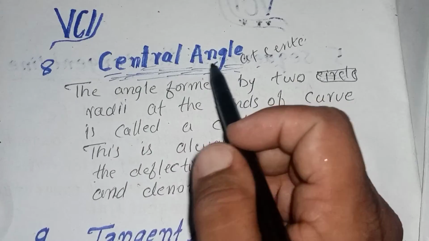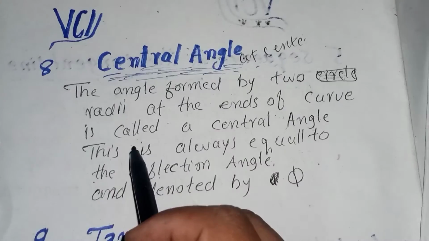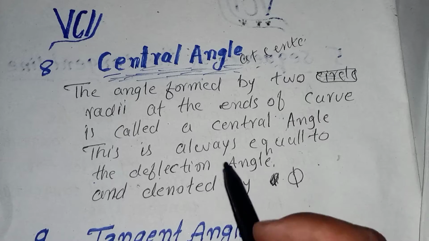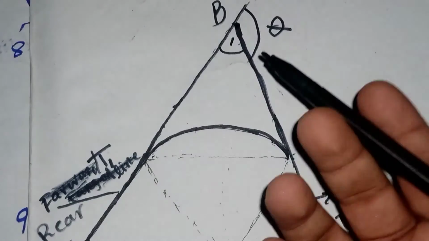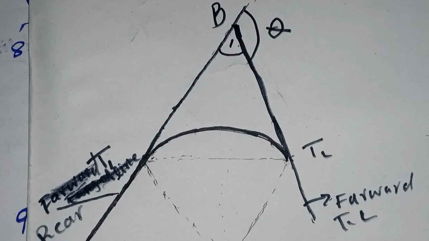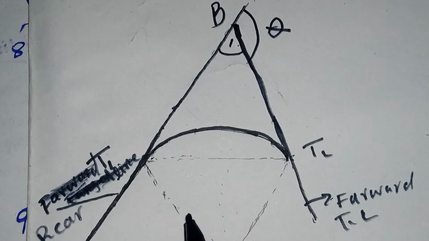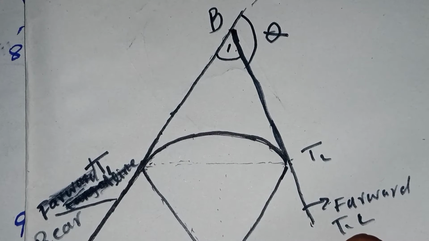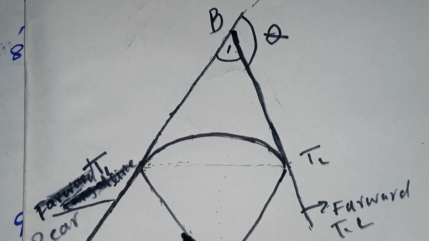Eighth number, central angle. The angle formed at the center by two radii at the ends of the curve is called a central angle. This is always equal to the deflection angle and denoted by letter theta. So it means the angle which is formed at the center. This is the center, and this is the other radius which forms an angle. We can see here this angle is formed between two radii.